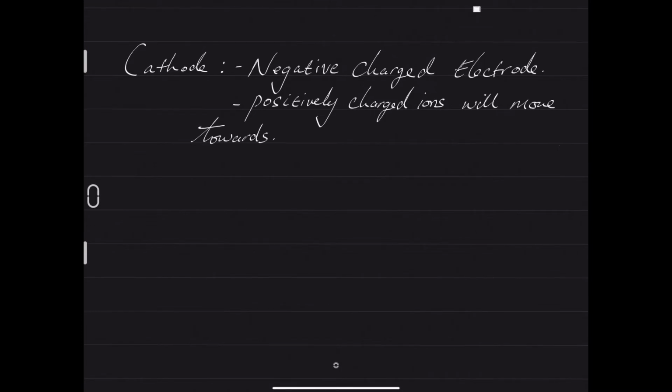Okay, so the cathode is negatively charged and positively charged ions will move towards it. So whatever is positively charged in the electrolyte solution or the molten electrolyte in that container is going to move towards the cathode. Why? Because the cathode is negatively charged.